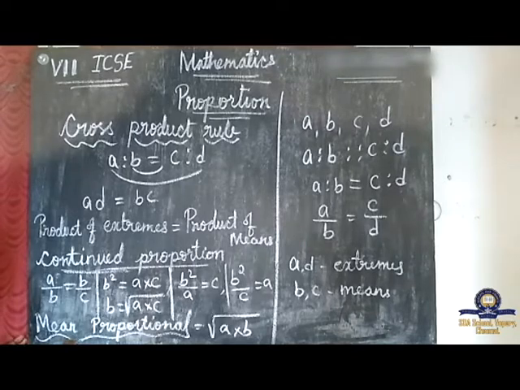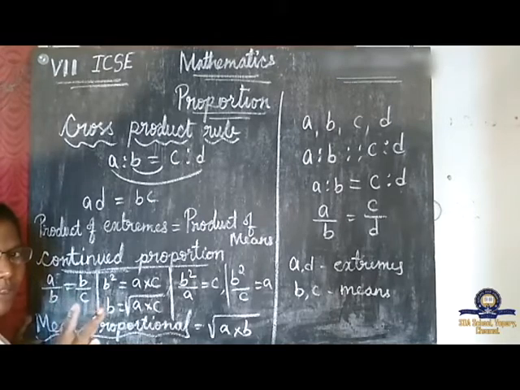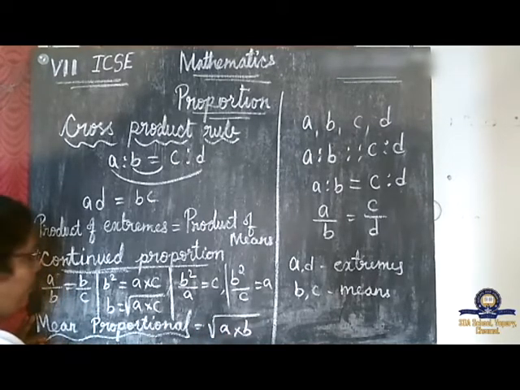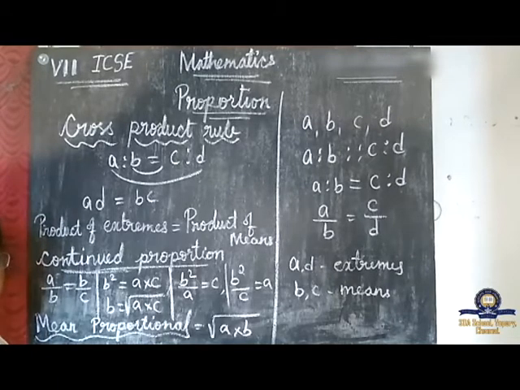How to find the mean proportional? Mean proportional means the root of A into B. Here we will have only two terms, A and B. So we have to take the root of A and B. That is called the mean proportional. Understood, children? Okay, we'll move on to the exercise now.